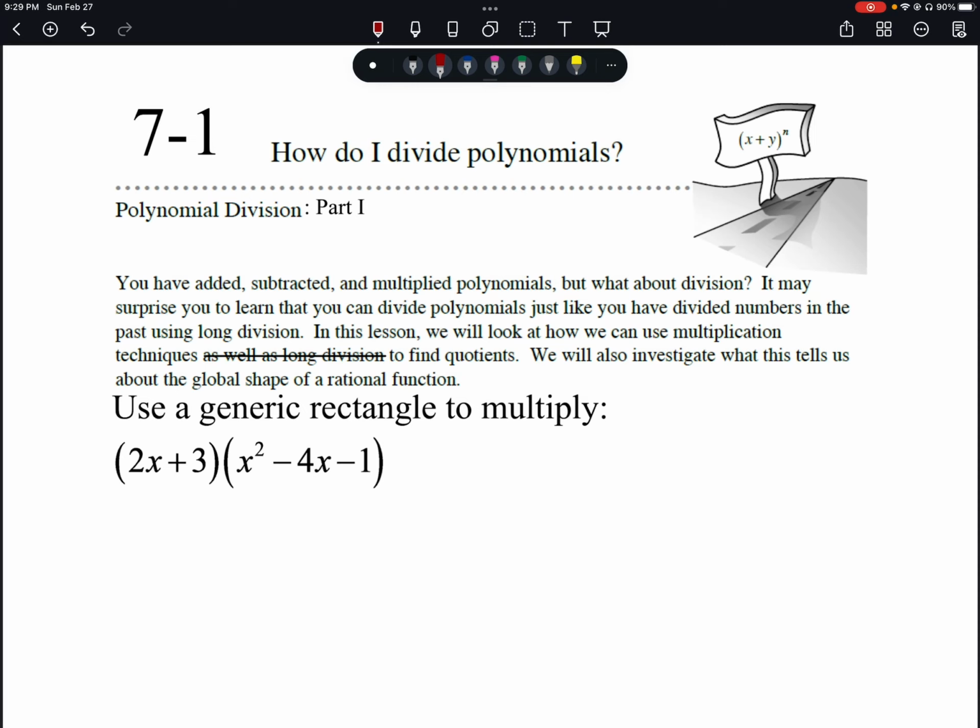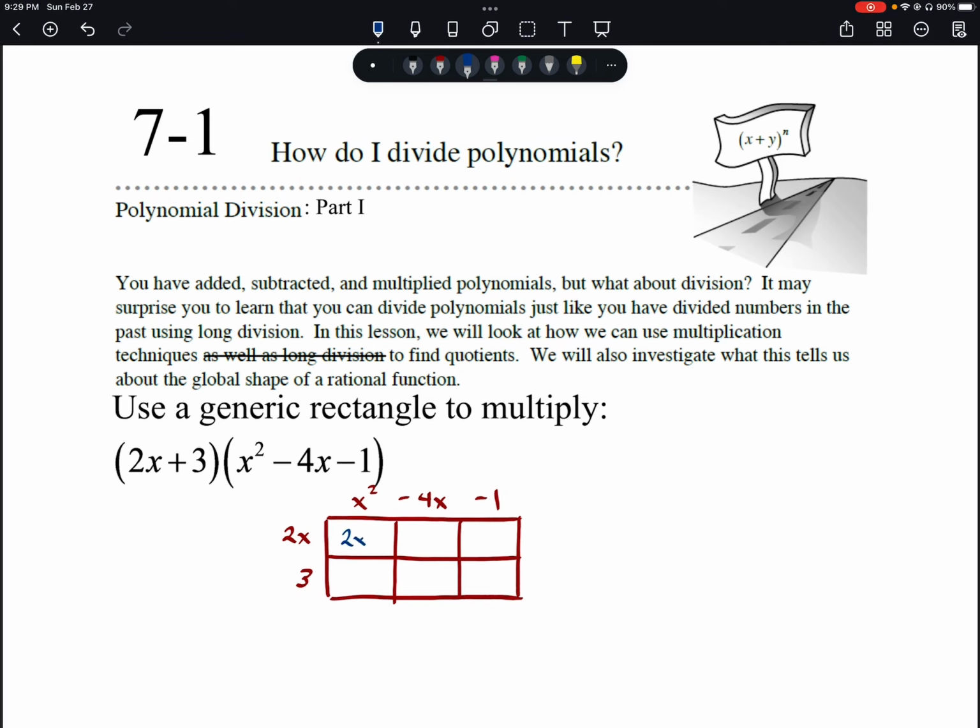It says use a generic rectangle to multiply the quantity of 2x plus 3 times the quantity of x squared minus 4x minus 1. So remember, when we're using the generic rectangle method, we are going to set up our generic rectangle, and it's going to have the dimensions that go with these factors, right? So 2x plus 3 is a binomial, right? And since it's a degree of 1, we'd have our degree of 1 here and our degree of 0 right there. And then we've got x squared minus 4x minus 1, right? And then we'll find the area of each of these individual rectangles, right?